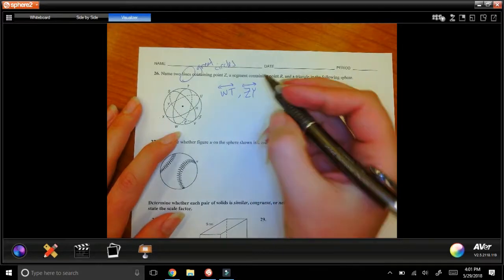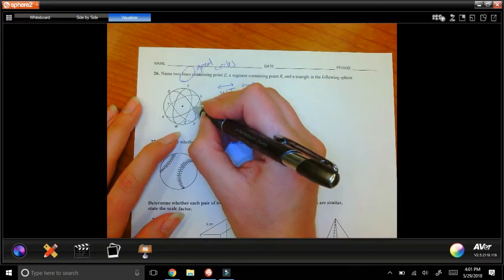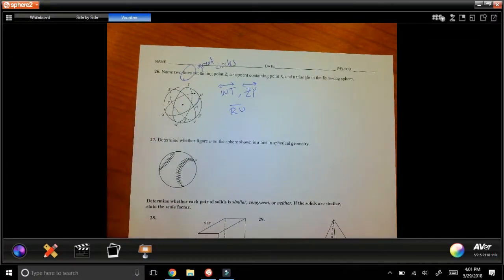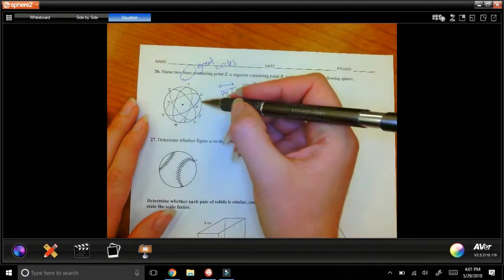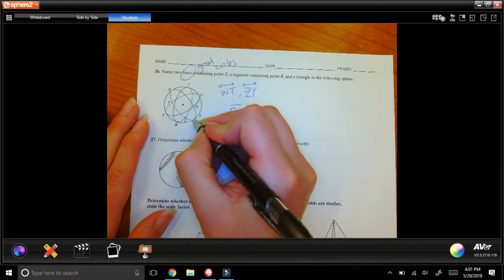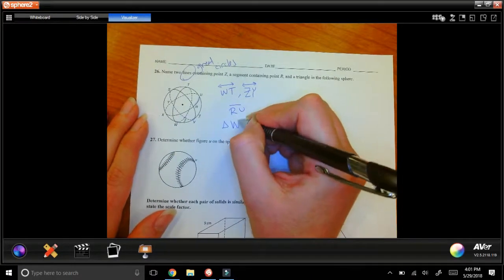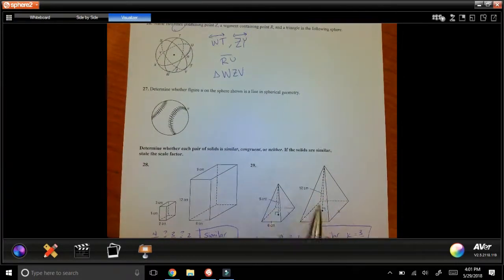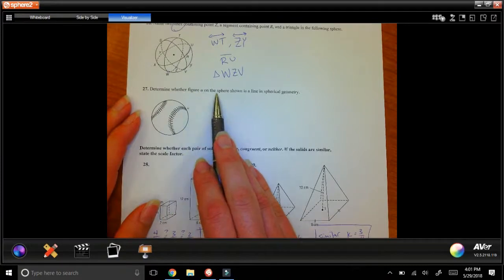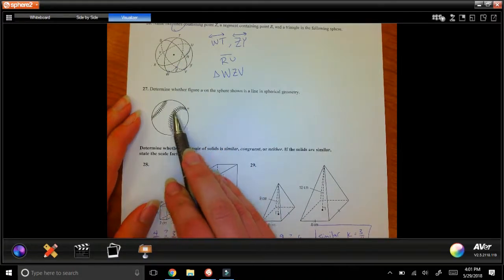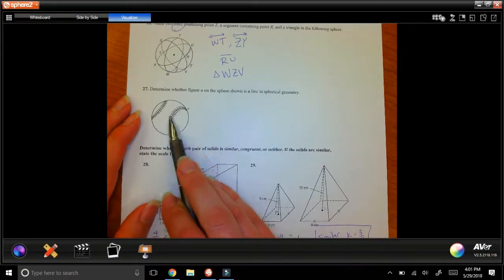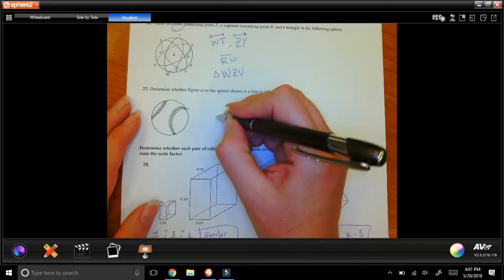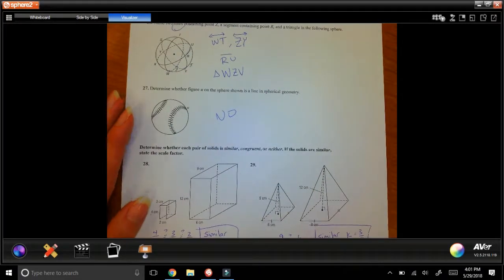A segment containing point R, let's just go RU. That arc, it would be a segment. And then a triangle, lots of different triangles. Basically, let's just pick these 3 points here. So triangle WZV. This next one, it says determine whether this figure, this stitching, is a line. So because this is not a great circle, I'm going to say no.